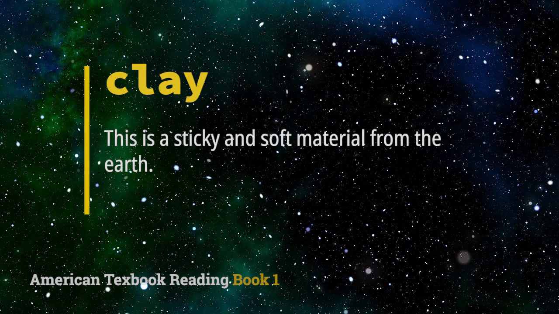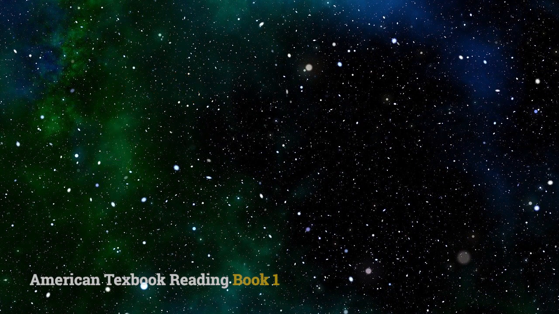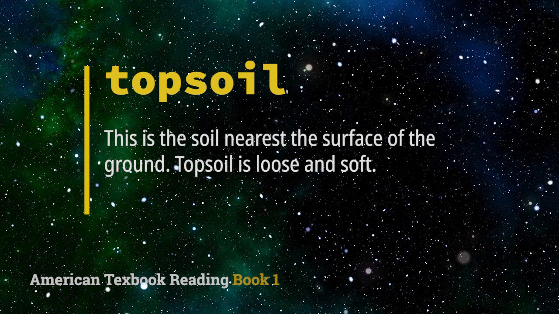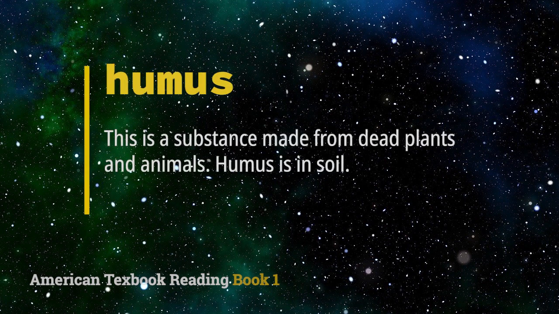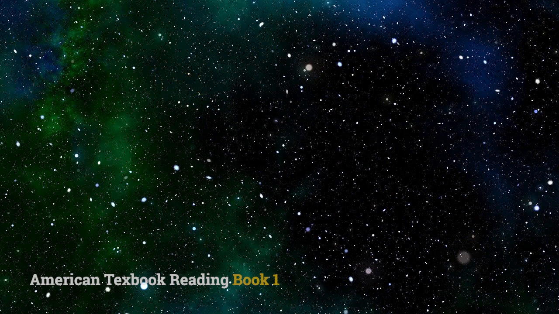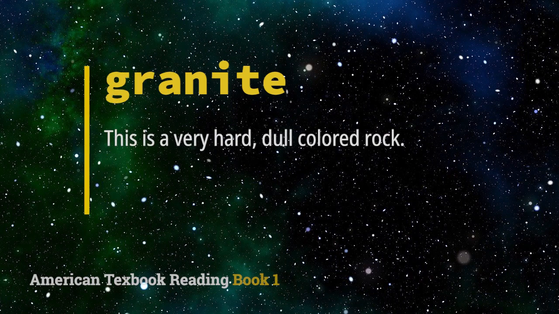Clay. This is a sticky and soft material from the earth. Topsoil. This is the soil nearest the surface of the ground. Topsoil is loose and soft. Humus. This is a substance made from dead plants and animals. Humus is in soil. Granite. This is a very hard, dull-colored rock.